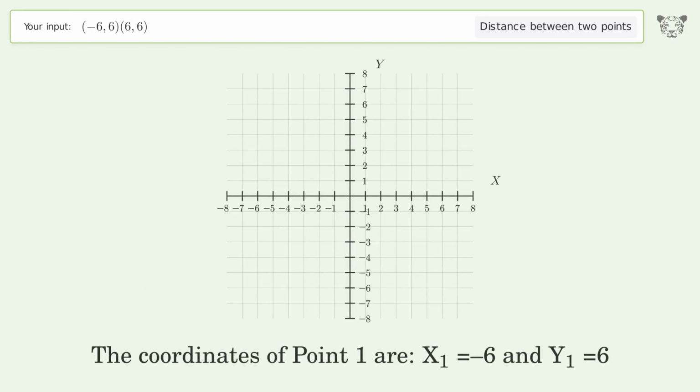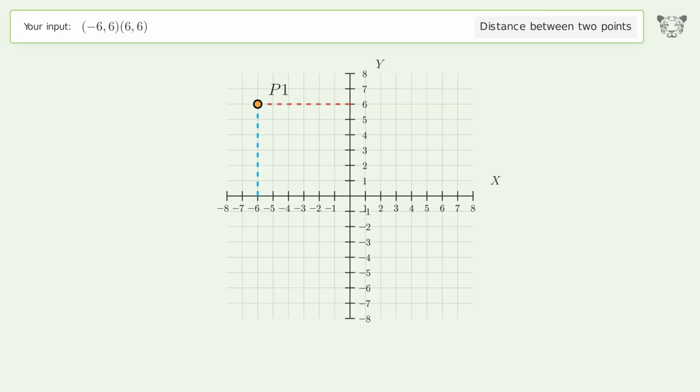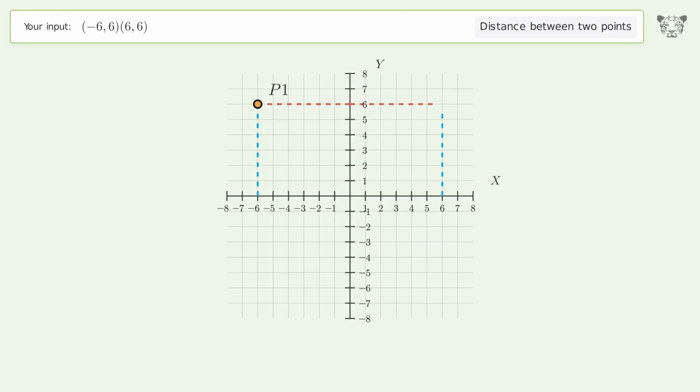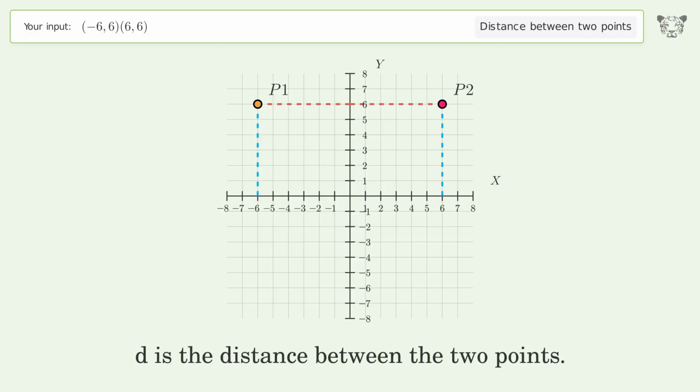The coordinates of point 1 are x1 equals -6 and y1 equals 6. The coordinates of point 2 are x2 equals 6 and y2 equals 6. D is the distance between the 2 points.